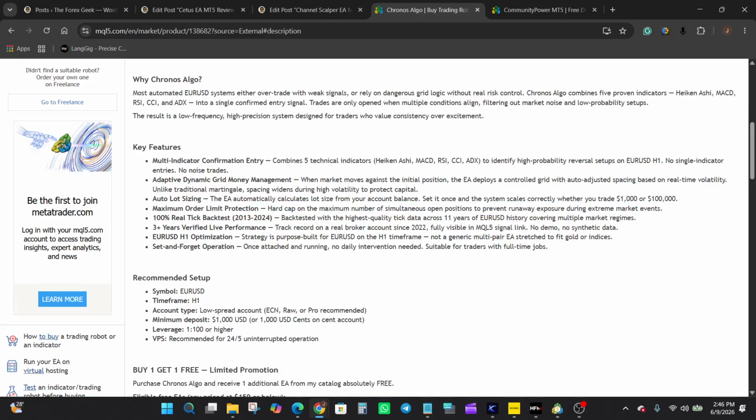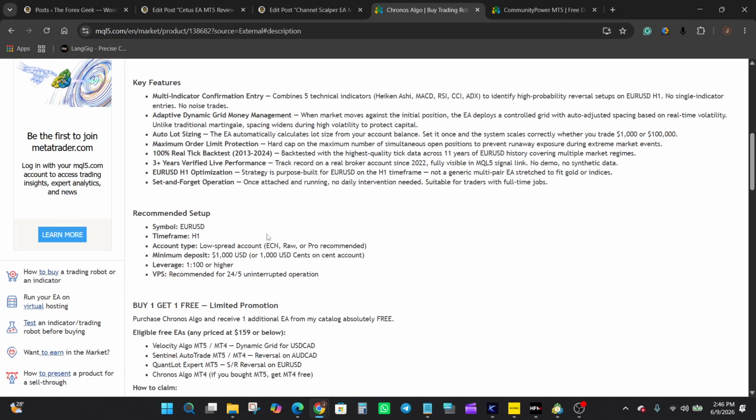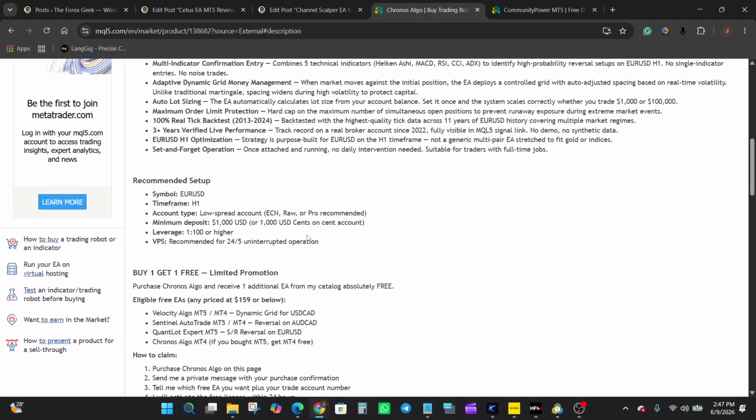Now, moving into the recommended setup section, I can see it is optimized specifically for EURUSD on the H1 time frame, with a preference for low spread ECN or raw spread accounts, and a minimum deposit suggestion of around $1,000. It also mentions that VPS usage is recommended for continuous operation.